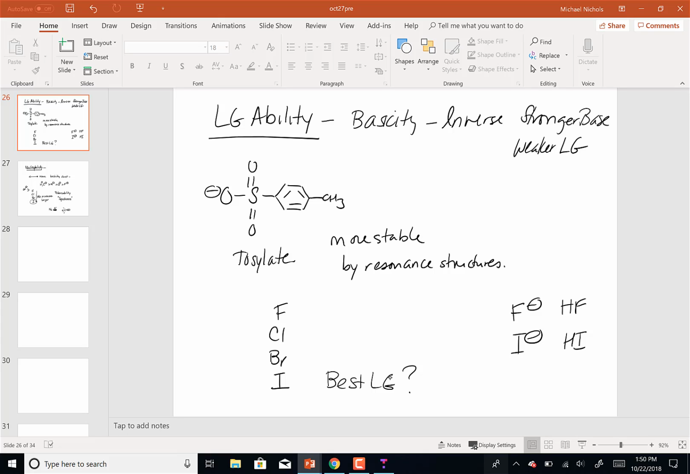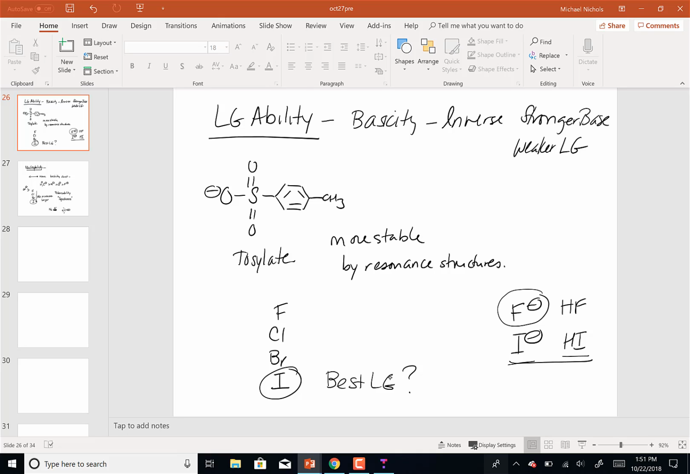HI. HF is a weak acid because it only partially dissociates in water. HI completely dissociates in water. So if HI is a stronger acid, which one's a stronger base? Stronger base is F minus, right? So this is a stronger acid, it's going to have the weaker base. So F minus is the stronger base. And so that's going to make I minus the best leaving group.